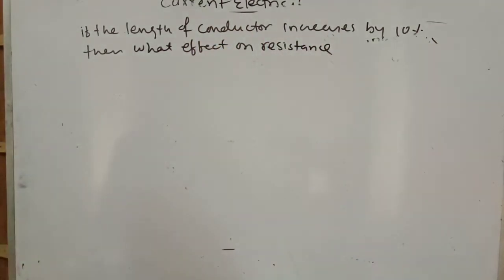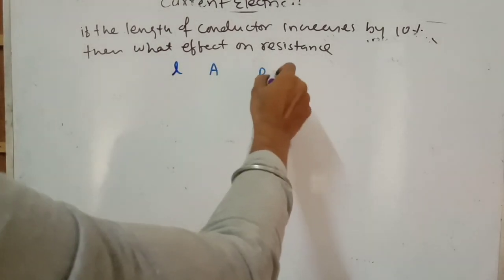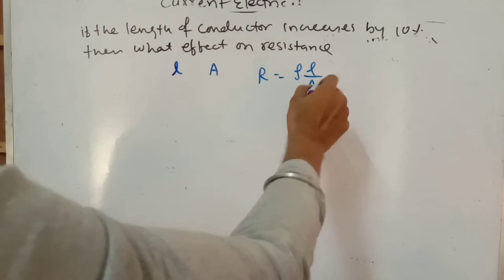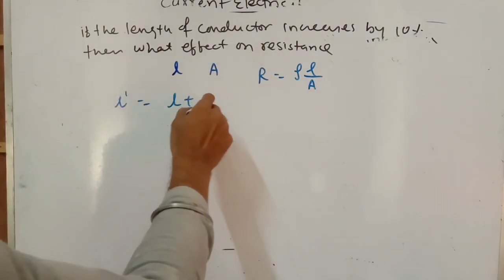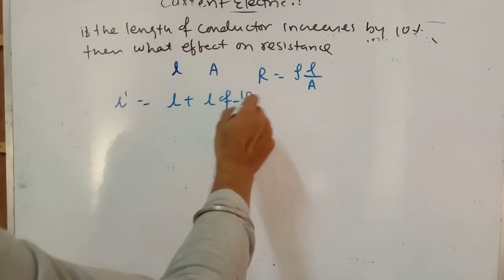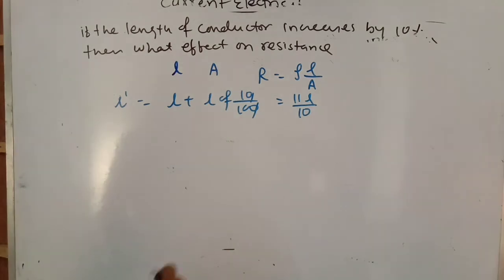Okay, so let me consider the initial length of the conductor as L, and the area A. Then you can write R equals rho into L by A. Now the new length increases by 10%, so you can write L plus 10% of L. That means it will become 11L by 10.